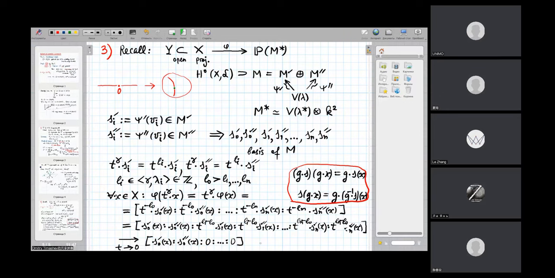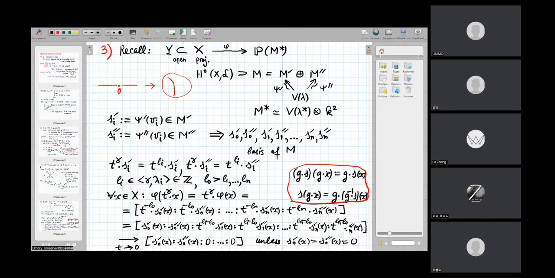This formula is true unless both of these sections, s naught prime and s naught double prime, vanish at the point x. If these two sections vanish, then the limit will be different. But we are not interested in this case. We are interested only in this open subset, where at least one of these sections does not vanish. Then this limit formula holds true.